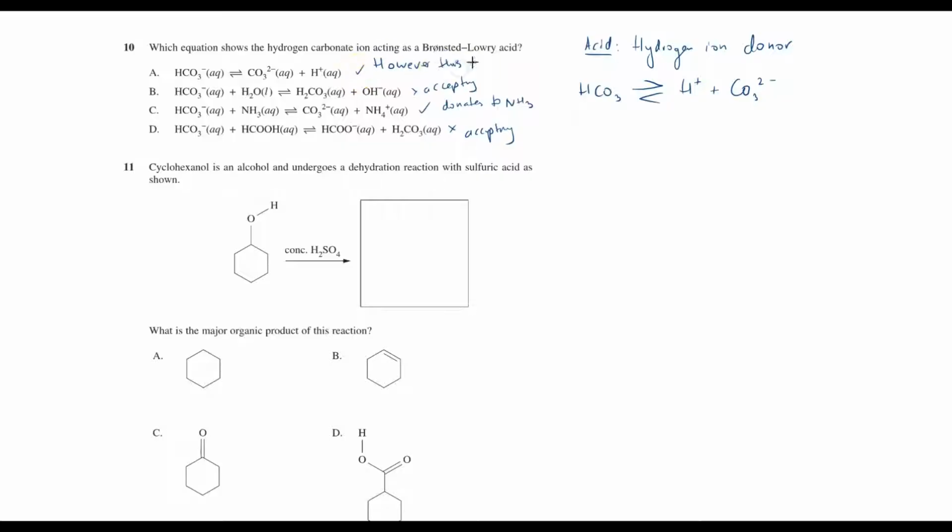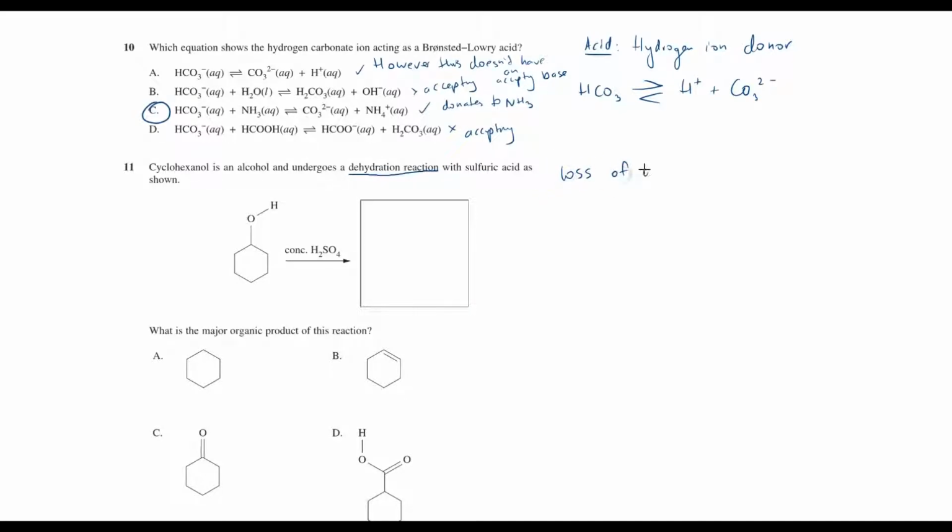However, there is no base to accept that hydrogen, and therefore option C is the more correct answer here. On to question 11. Cyclohexanol is an alcohol and undergoes a dehydration reaction with sulfuric acid as shown. And we see that the product is missing. The question is, what is the major organic product of this reaction?